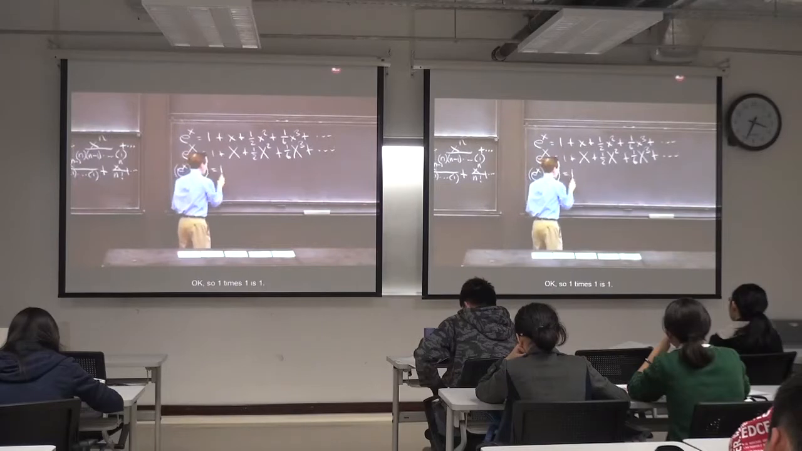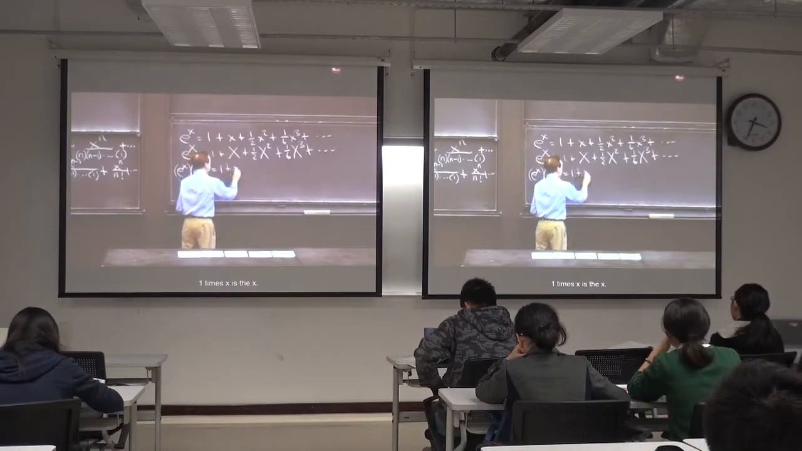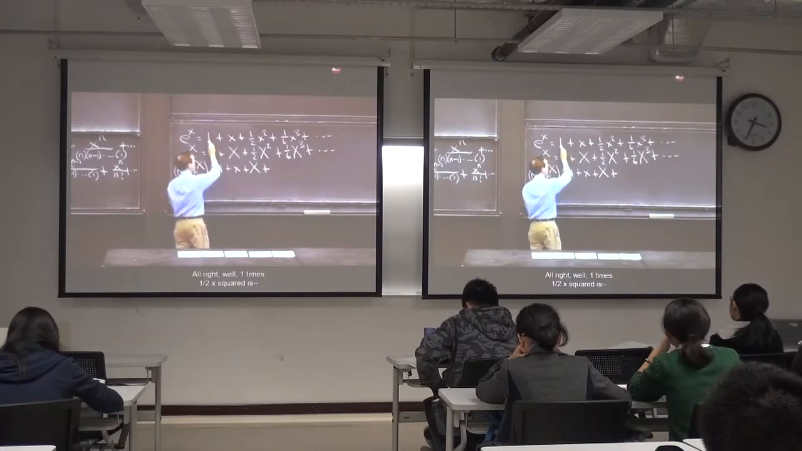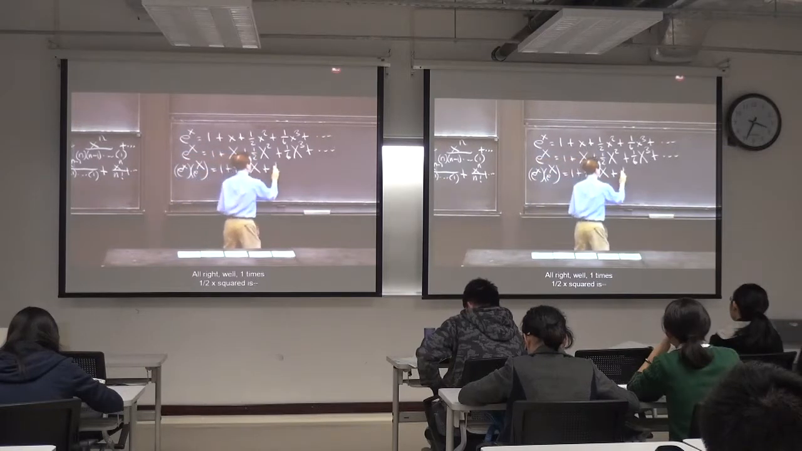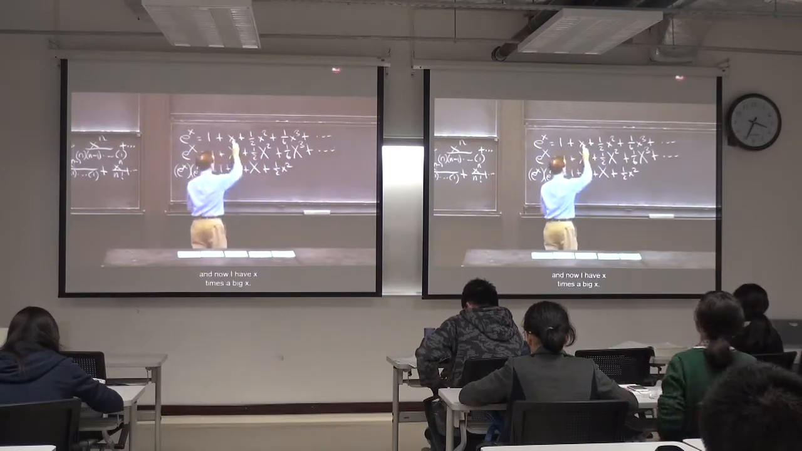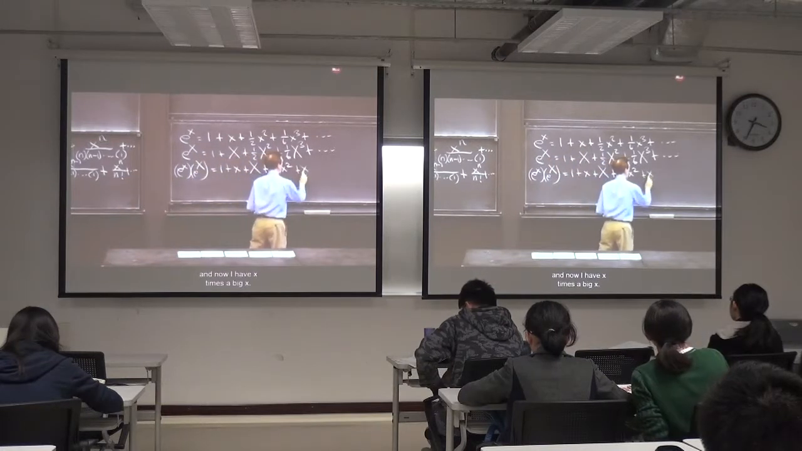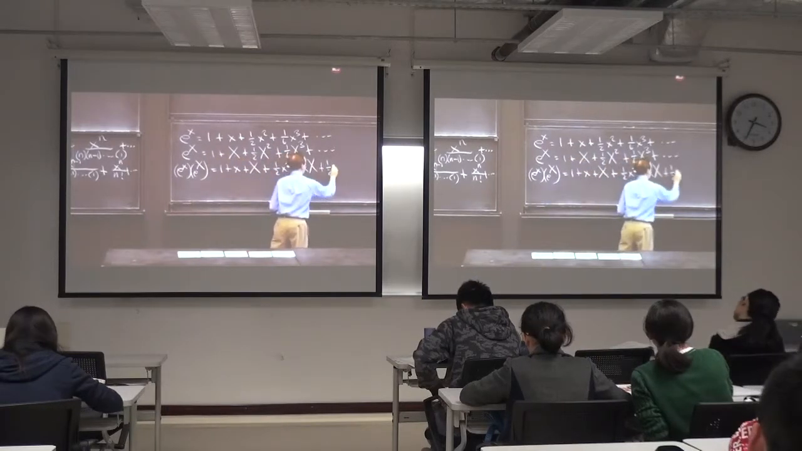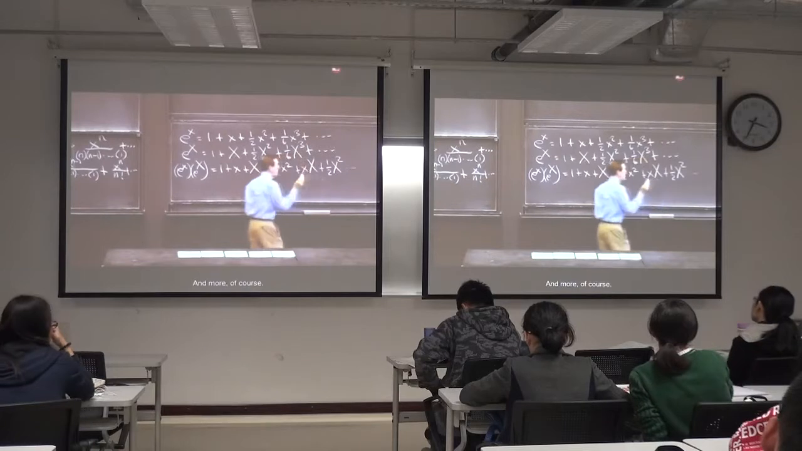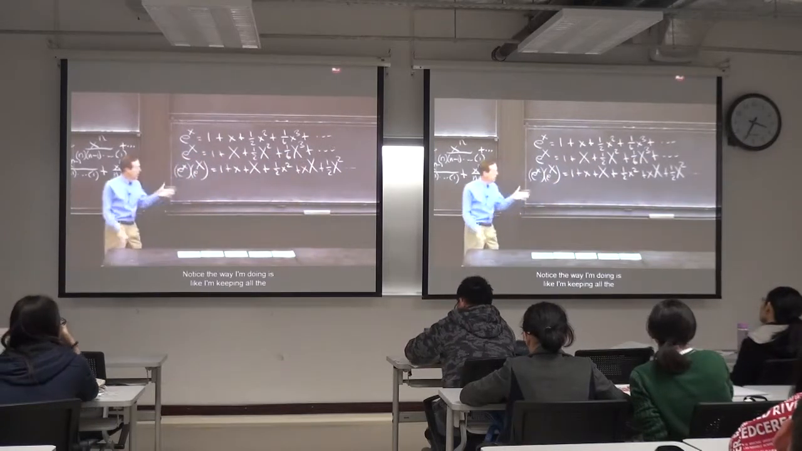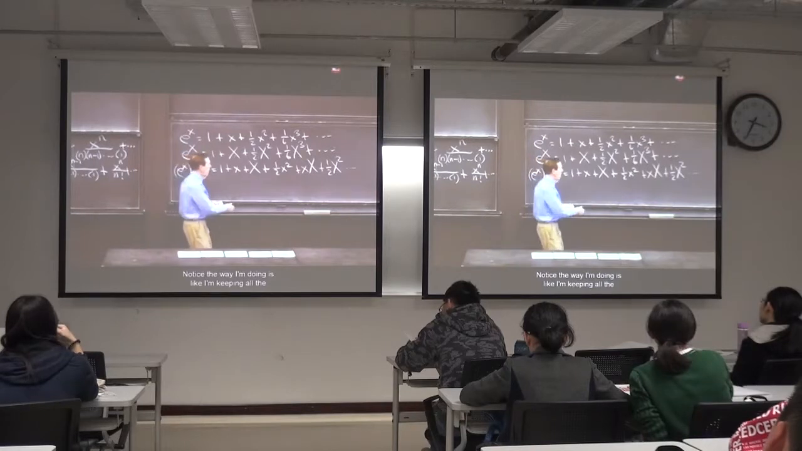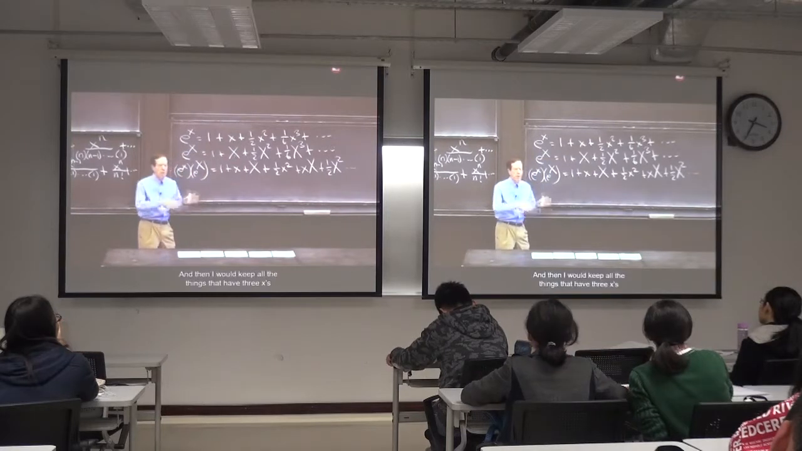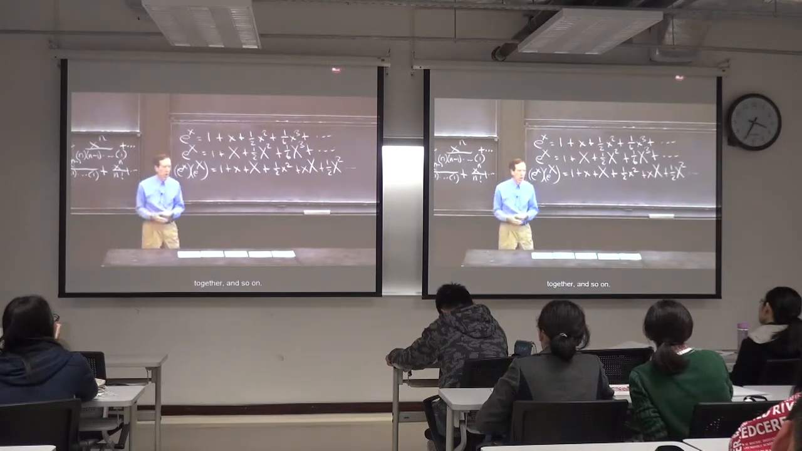Okay, so 1 times 1 is 1, no problem. 1 times x is the x. 1 times this x is the big X. Now, can I keep going? Well, 1 times a half x squared is, and now I have a x times a big X, and now I have a 1 times a half big X squared. And more, of course. Notice the way I'm doing it is like I'm keeping all the things that have 2 x's together. And then I would keep all the things that have 3 x's together, and so on.